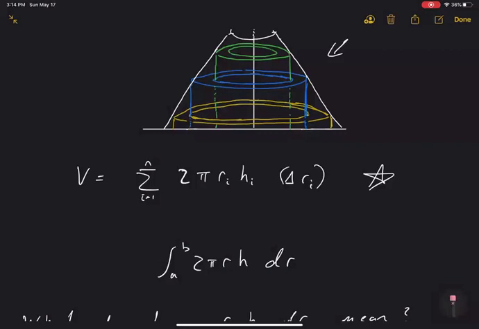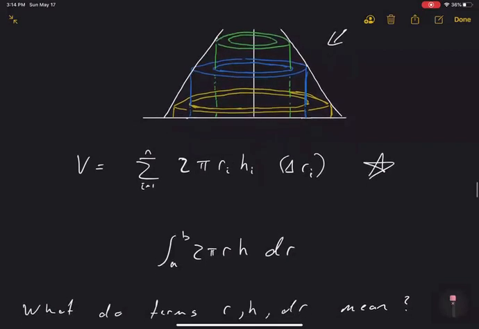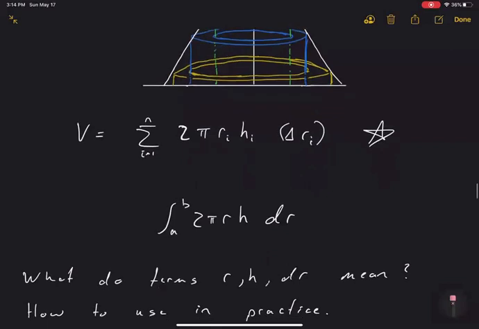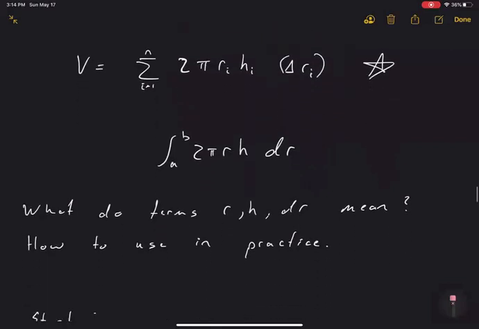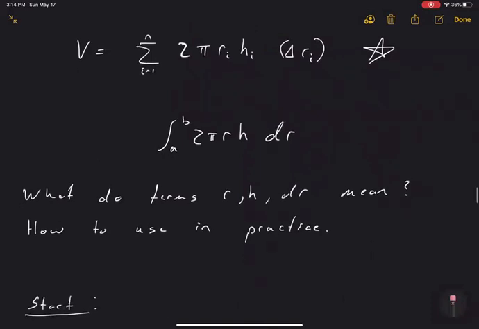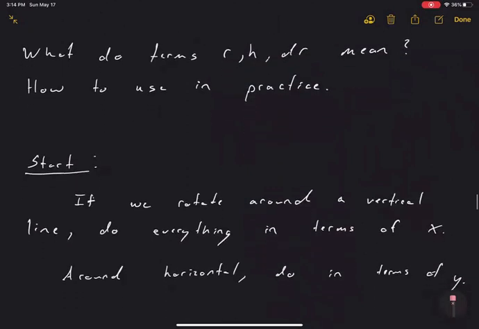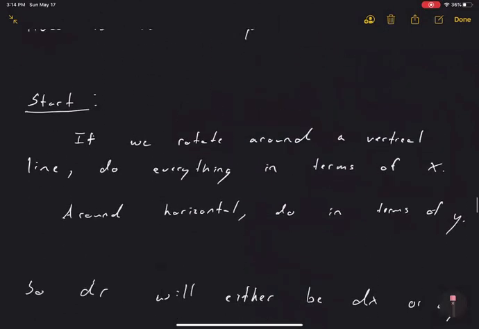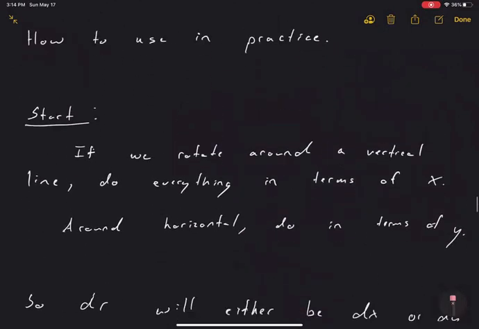Okay, so we've turned our summation into an integral, but let's look at what all this notation actually means. The 2 pi is just a constant, so there's no trouble there. What do the R, H, and dr really stand for? Okay, a little fact that we should be familiar with.